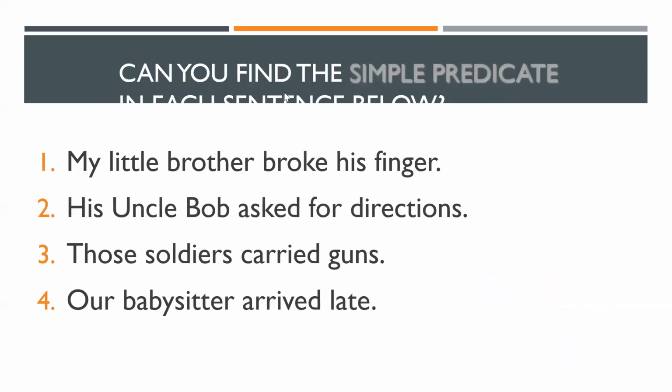Next one, if you have one word like this, broke, asked, carried, and arrived, yeah, the simple predicate will be this main verb, right? So the first one, broke, and then number two, asked, number three, carried, and then number four, arrived.